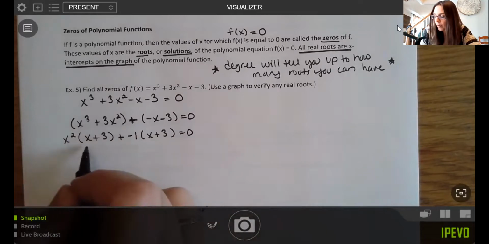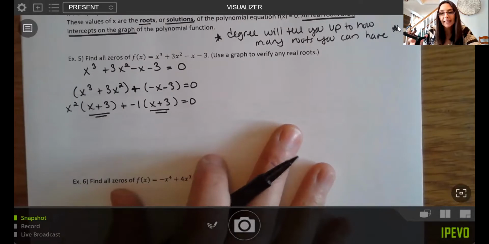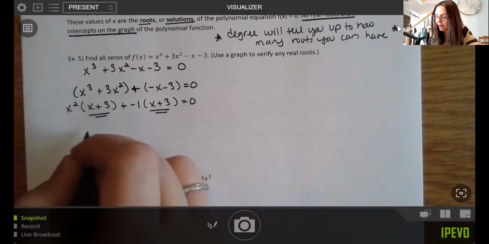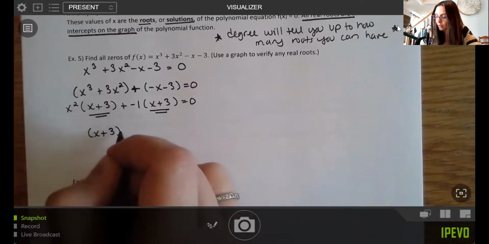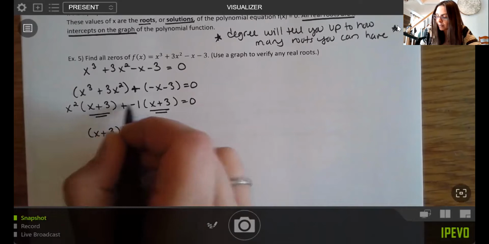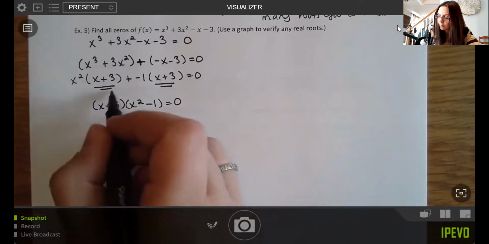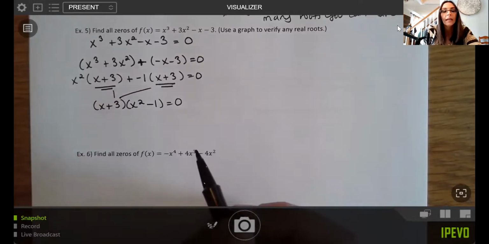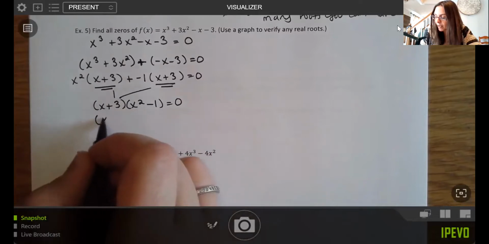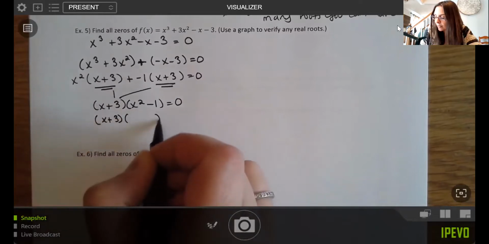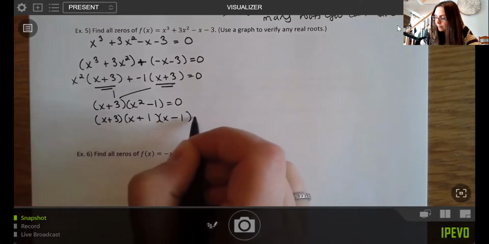When you're factoring by grouping, you should have a repeat factor here. The last step is to write that repeat factor only one time, and then write what's left over. So it's going to be x plus 3 times x squared minus 1. Now, see if you can factor again. I do notice here that I have an x squared piece left, and this is actually the difference of 2 squares, and I can factor it as x plus 1, x minus 1.